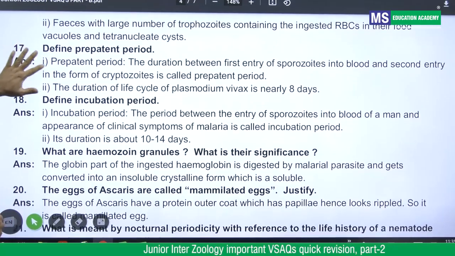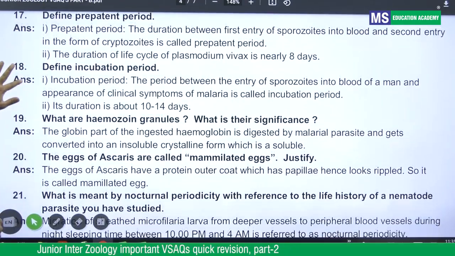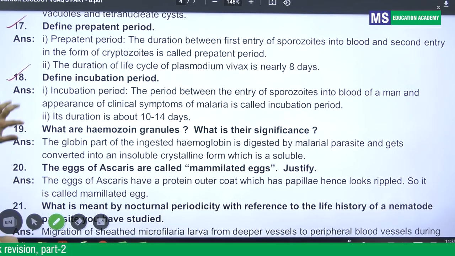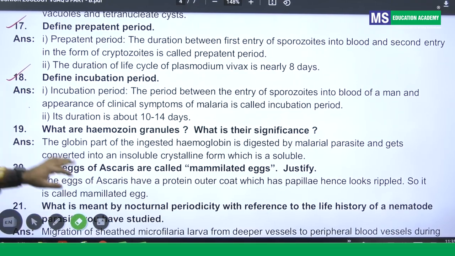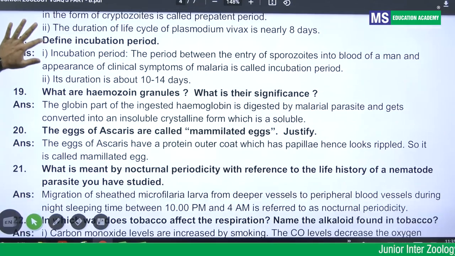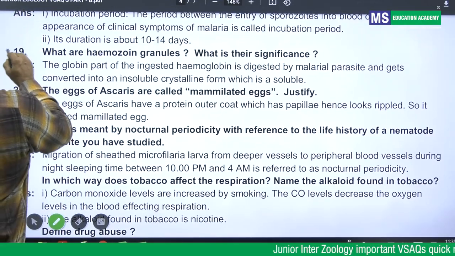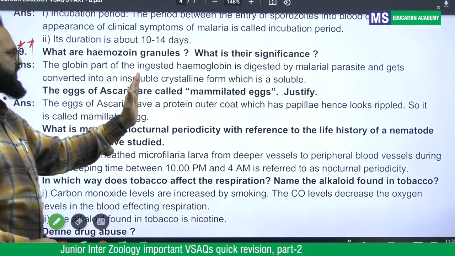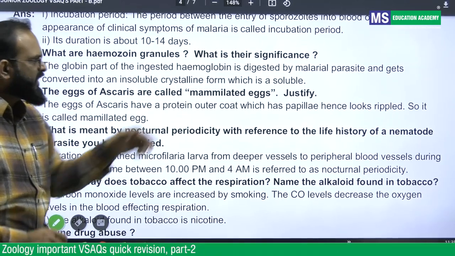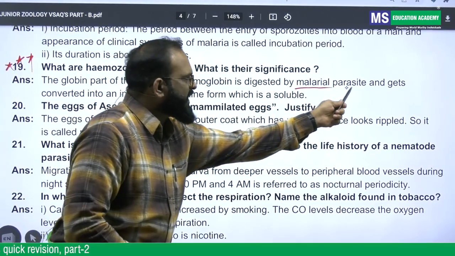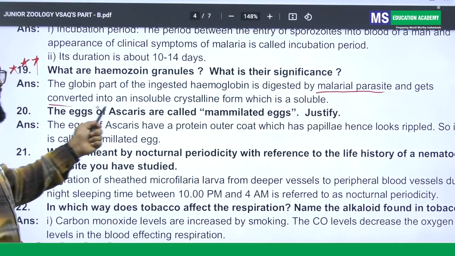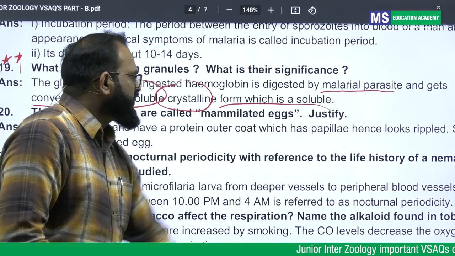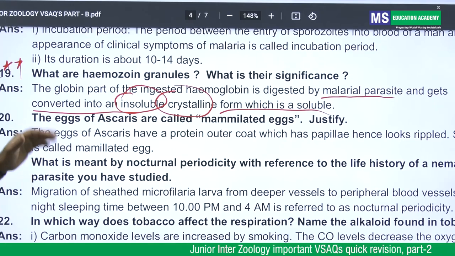Define pre-patent period. Go through this answer. Define incubation period. Even you have to go through these answers. Next. What are hemozoin granules? Most expected question. The globin part of ingested hemoglobin is digested by the malarial parasite and gets converted into insoluble crystalline form, which is called hemozoin.